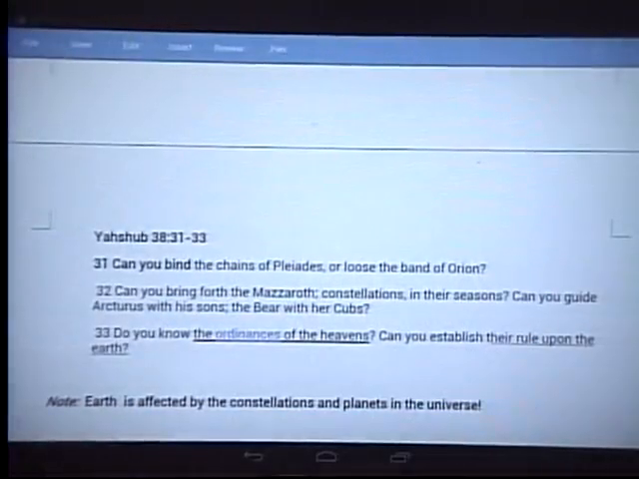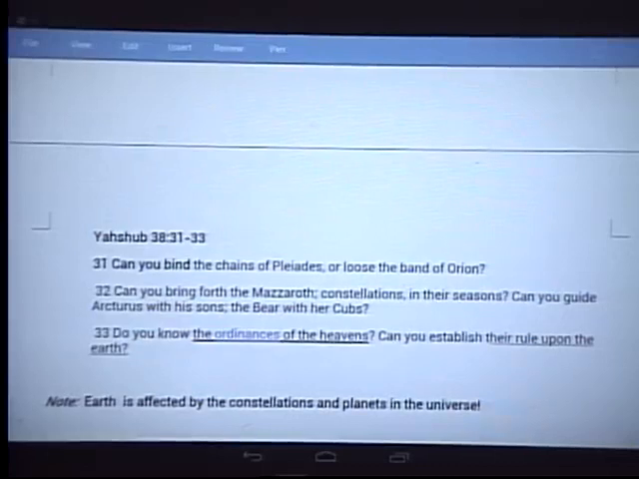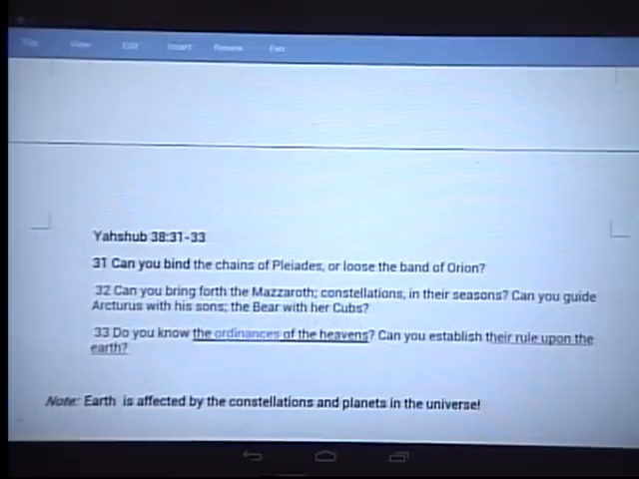In other words, these things that hold these things together. Notice it talks like a chain. It's not a literal chain that's out there, right? There are no chains that hold the band of Orion. But it's the things that hold these things together. It's all the laws that Yahweh's put together that hold these constellations together in their places. Can you bring forth the Mazzaroth, the constellations, in their seasons?